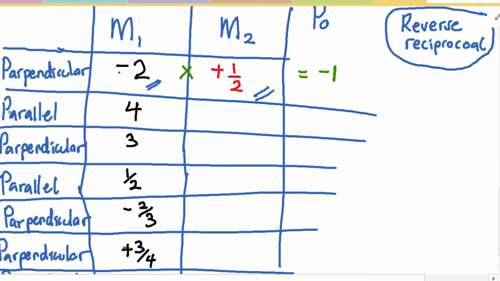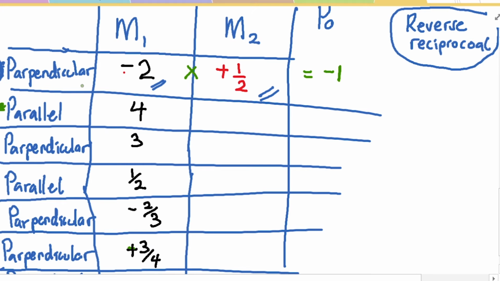Let's try the next. These are parallel lines now. We know that for parallel lines, their gradients are the same. So if the gradient of line 1 is 4, it means the gradient of the second line is also the same. Because for parallel lines, the two gradients are supposed to be the same.